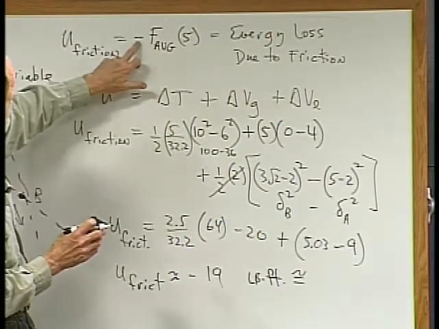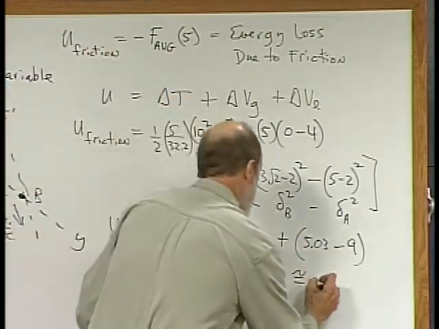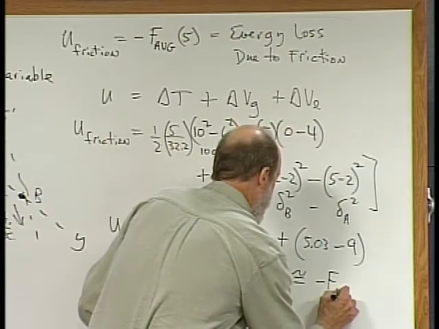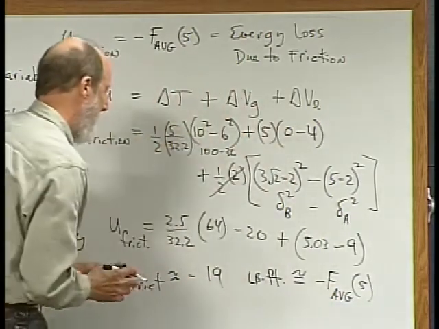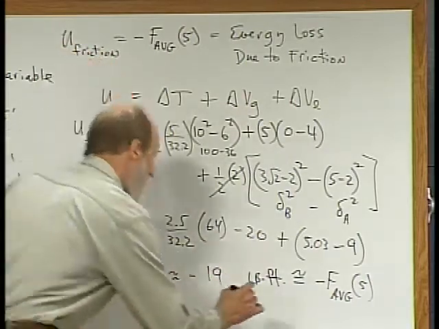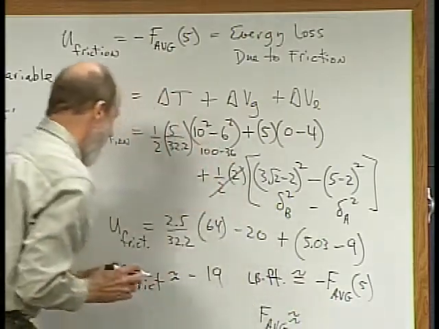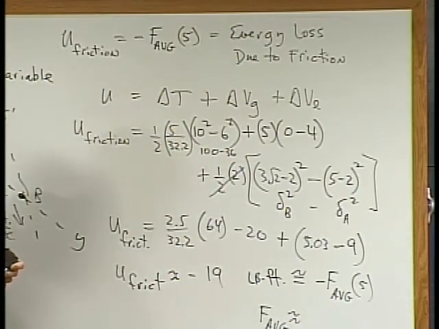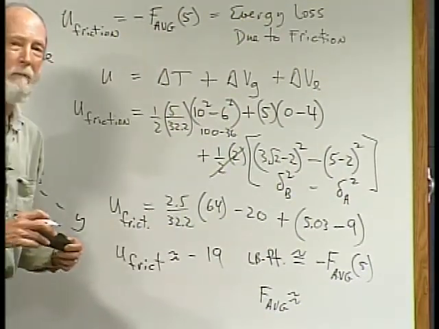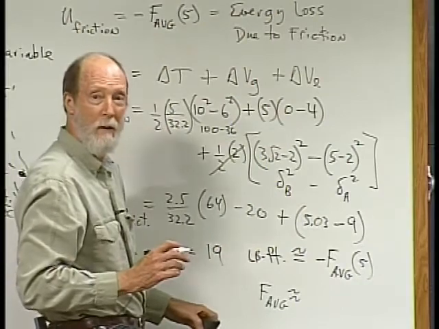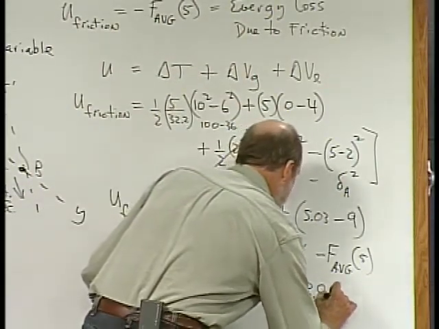minus F times 5. Minus the average friction force times the travel distance 5. So you take that, and so F average is going to be very close to 4, just a touch under 4, if this 19 is correct. Negative 3.8. Negative 3.8 pounds.